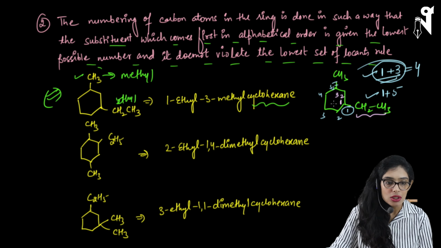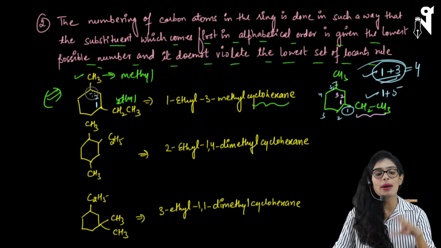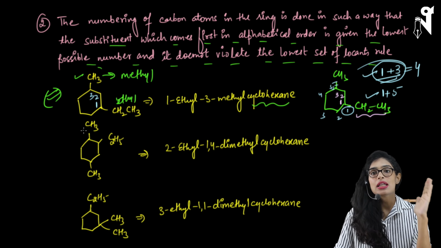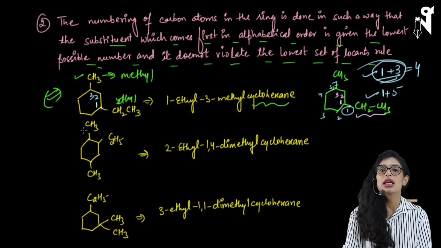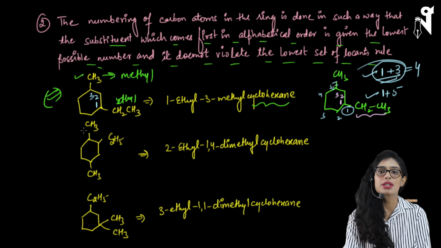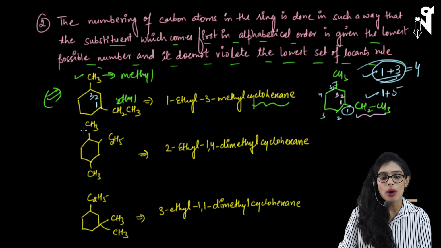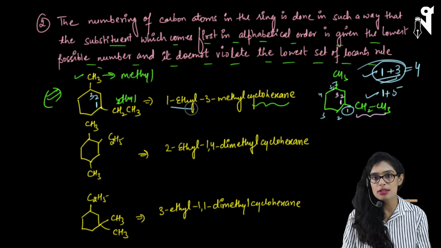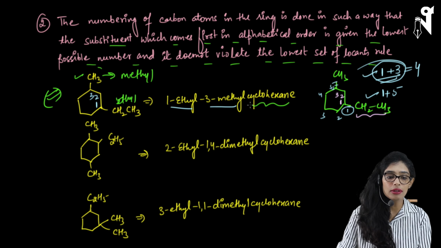So I'll number it this way, 1, 2 and 3. My ethyl will get position 1, my methyl will get position 3. And now I will arrange these names in the alphabetical order while naming it in the prefix. So I will be writing 1-ethyl-3-methylcyclohexane. Simple. Look at another example.